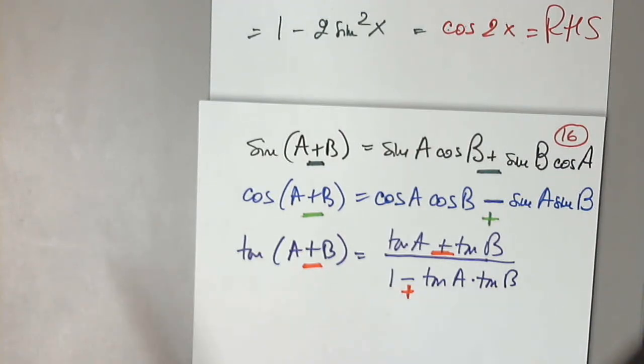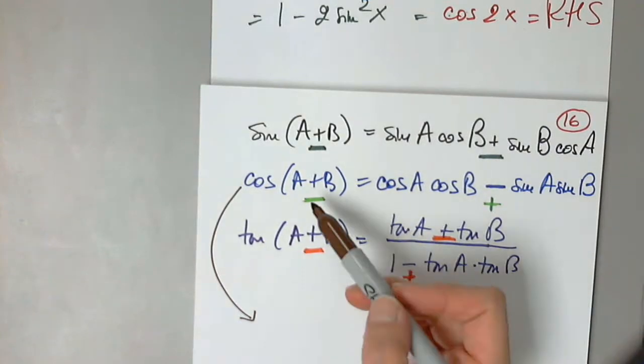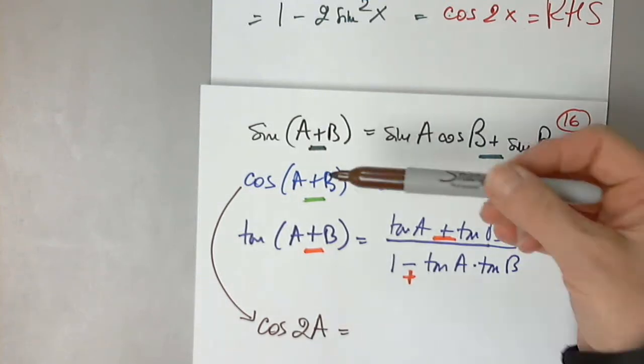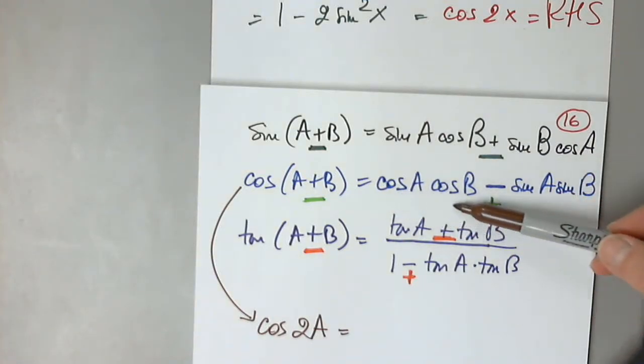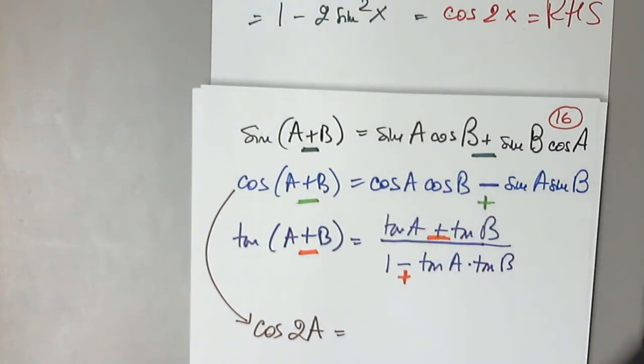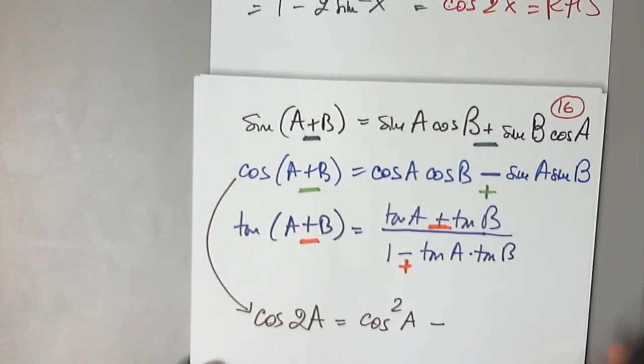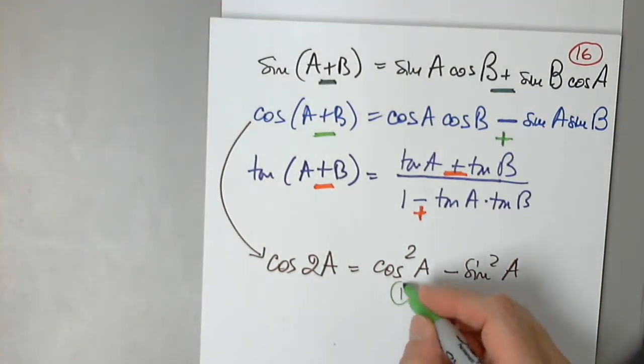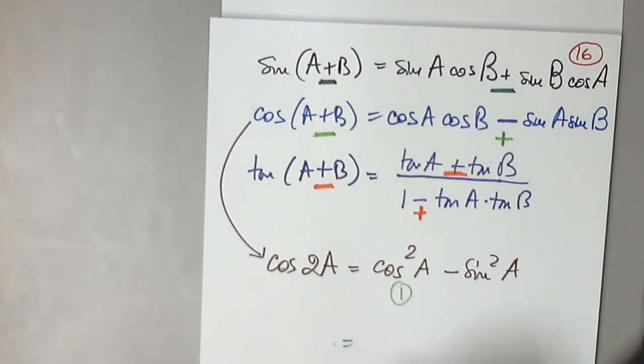So now I would like us to go back to the formula for cosine. And please tell me what will happen if both these two angles are the same. Cosine 2a. In other words, a plus a. Can you please give us the formula? Cosine squared a minus sine squared a. Perfect.